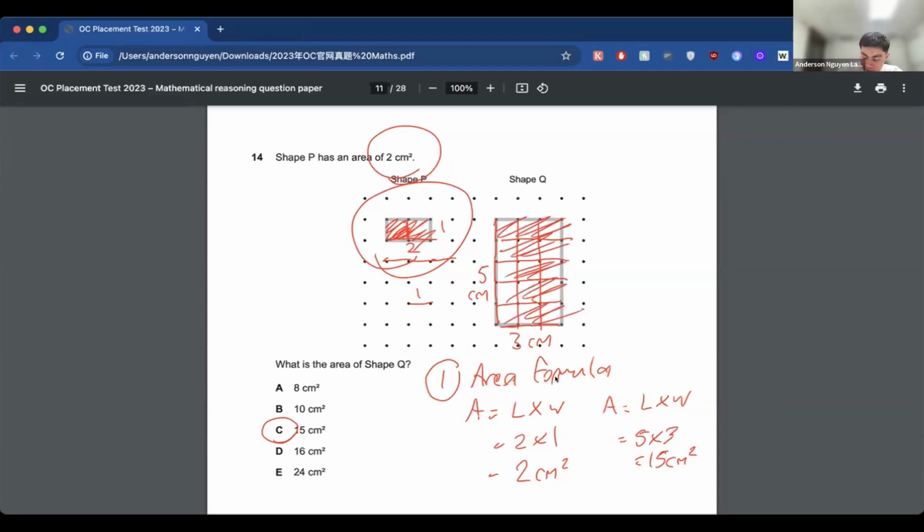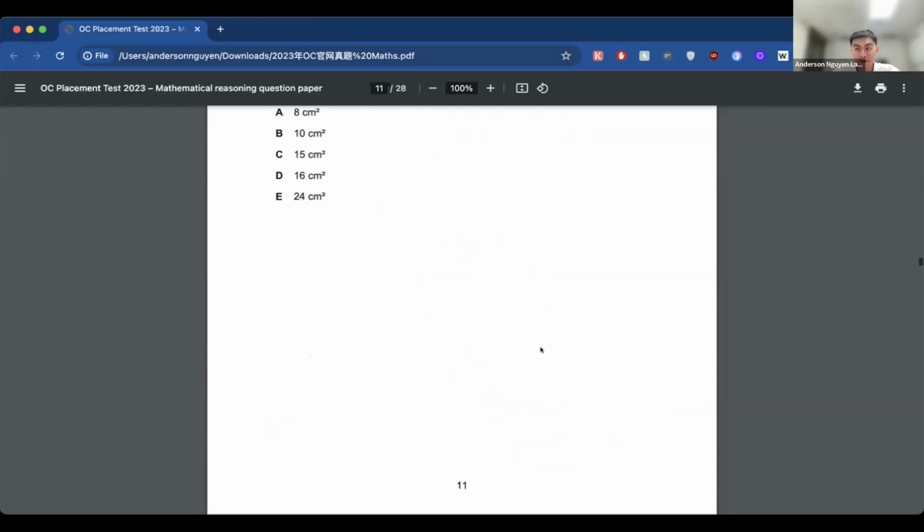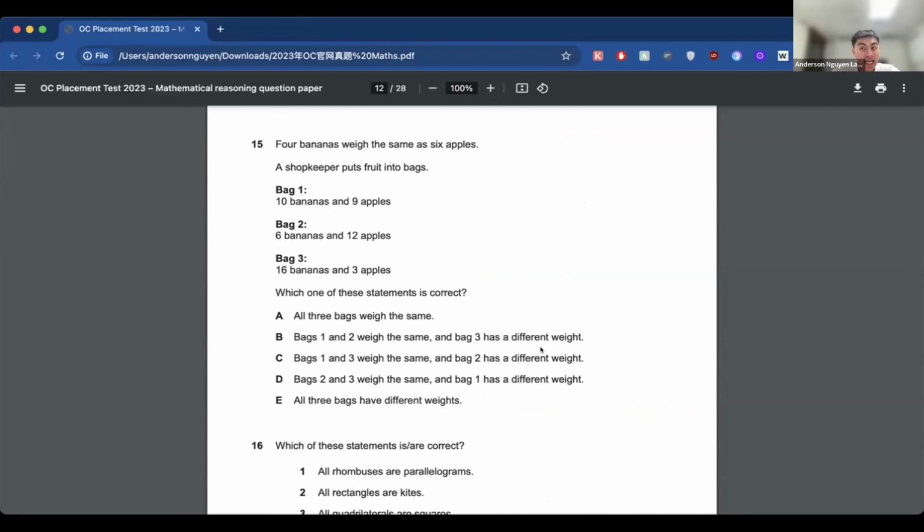So there are 2 methods. You've got the counting method or you've got the area formula method. Whichever tickles your fancy. On to 15. 4 bananas weigh the same as 6 apples, right?